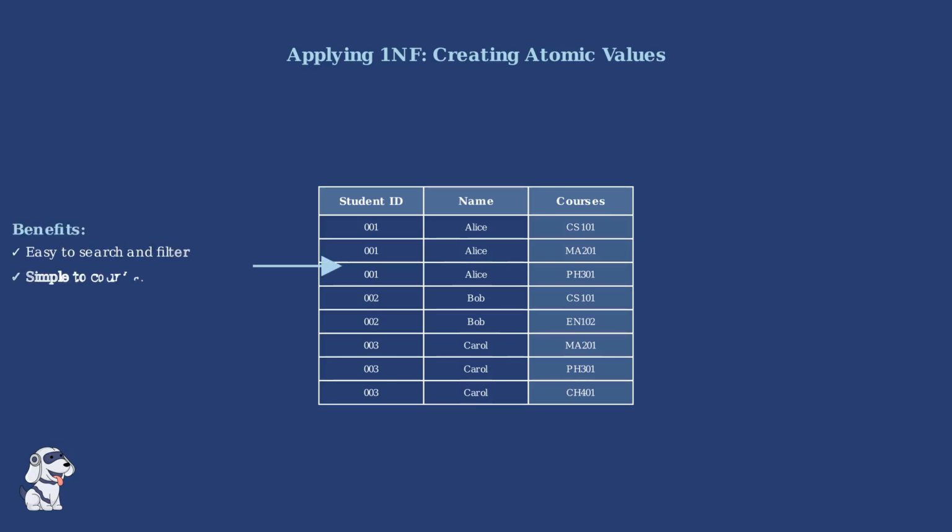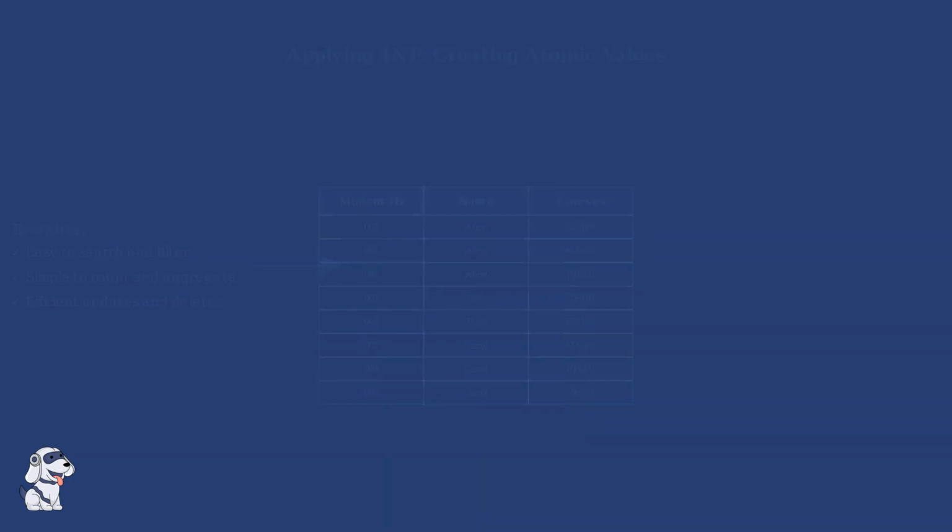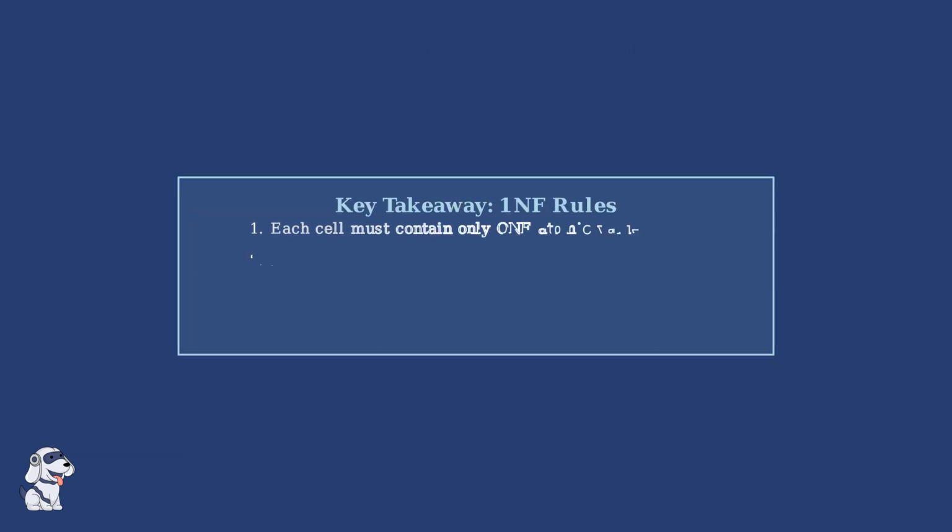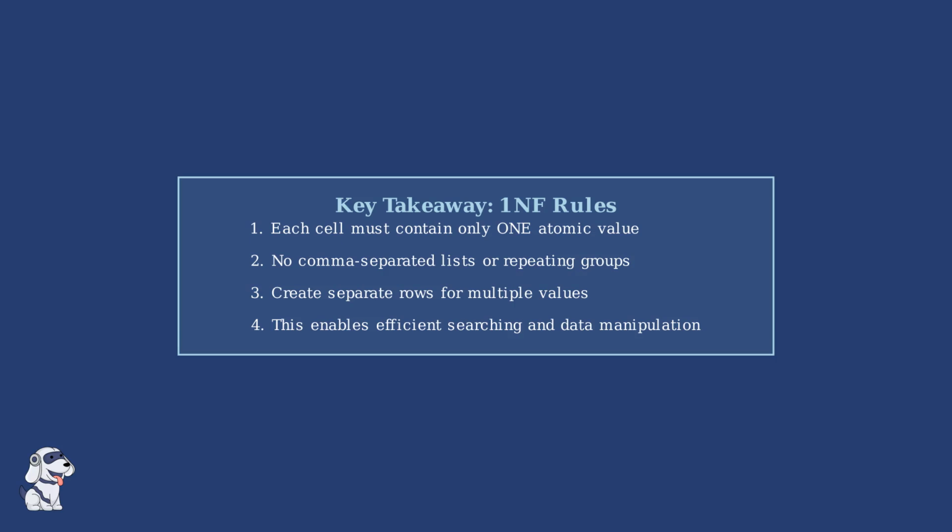This normalized structure provides immediate benefits. We can now easily search for all students taking a specific course, count total enrollments accurately, and efficiently update or delete individual course records. Remember these key rules for first normal form. Each cell must contain only one atomic value, avoid comma-separated lists, create separate rows for multiple values, and this foundation enables all future database operations to work efficiently.